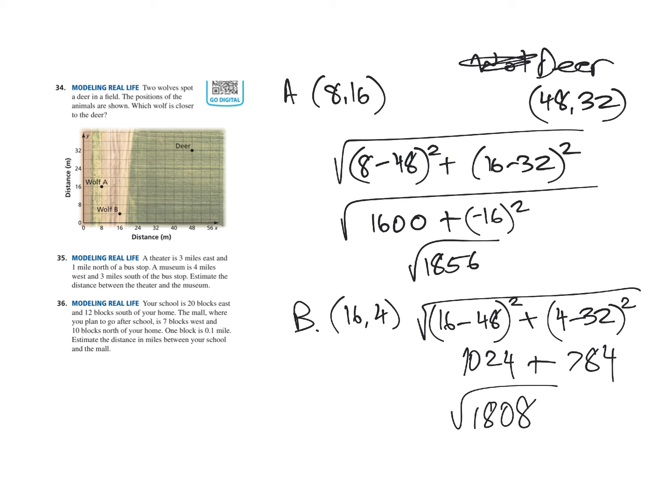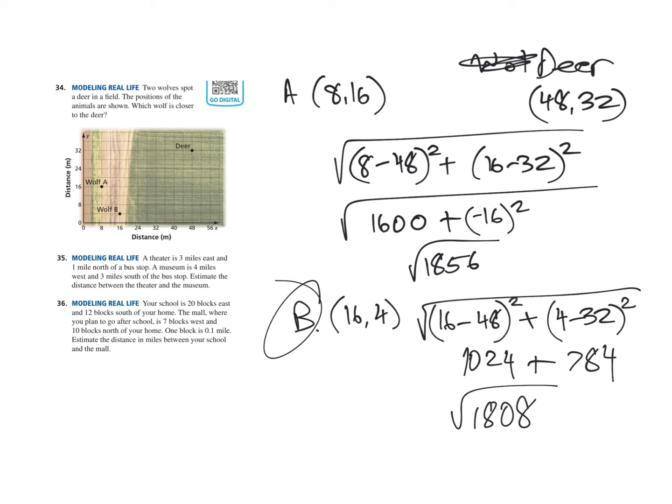All right, so which one's further away? That would be wolf A. Doesn't look like it is, but according to our calculations, it's barely longer. So wolf A is further away than wolf B. And it says, which wolf is closer? Okay, so wolf B is closer.